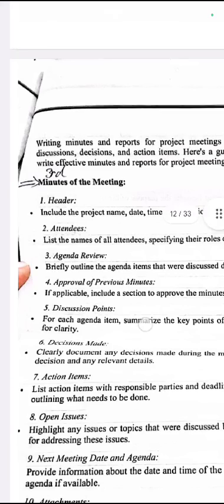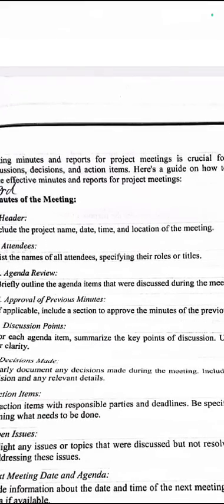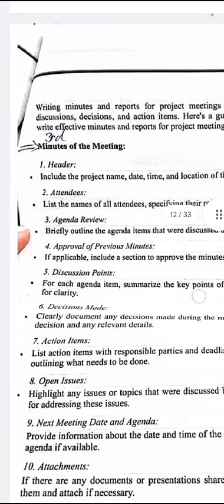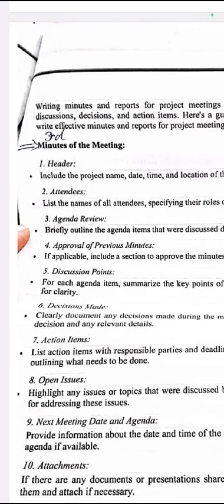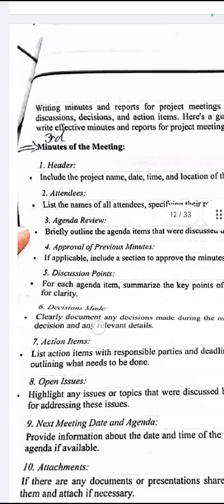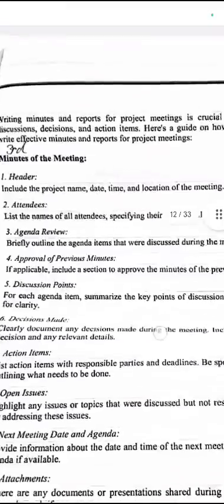We must specify the roles and names of each attendee and each contributor. We must know the titles of each contributor. Then we should discuss the agenda review, that is, what we should discuss in our meeting and what our aims and goals of this meeting are. Briefly outline the agenda items one by one that were discussed during the meeting.